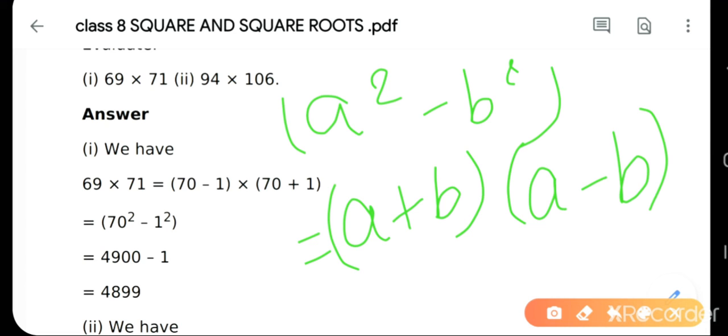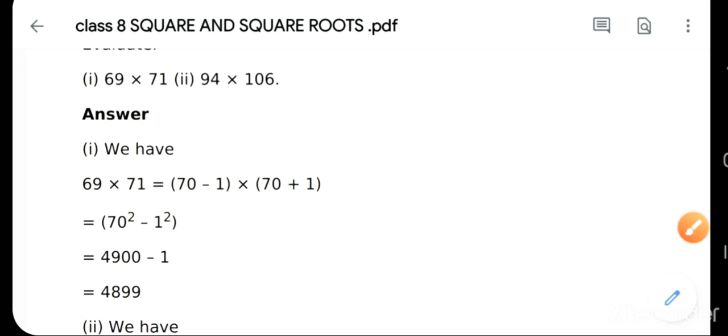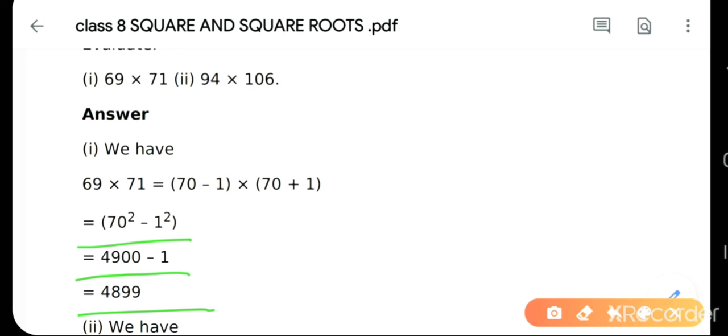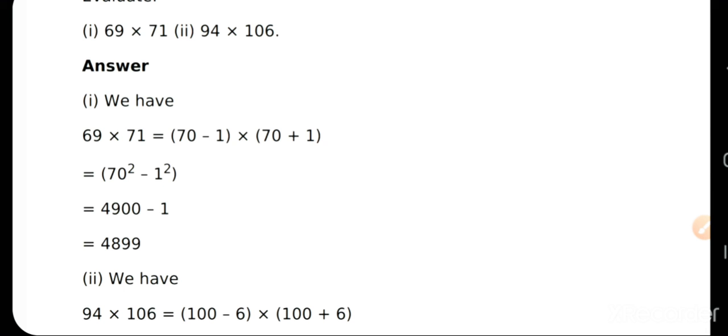Okay, chalo. Here 69 can be expressed as 70 minus 1 and 71 can be expressed as 70 plus 1. Now it is in the form of this. You can relate it to this. Okay, now as you know that a plus b into a minus b gives a square minus b square, so you just need to find the squares of these as it has been done here, and you are with the answer now. In the same way, you have to do the second question, that is 94 multiplied by 106, yourself.